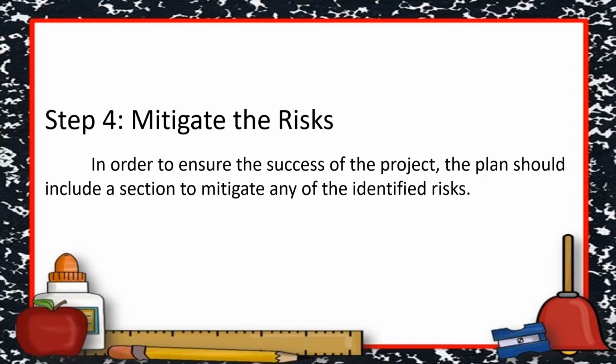Step 4. Mitigate the risk. In order to ensure the success of the project, the plan should include a section to mitigate any of the identified risks. For example, if the specialized subcontractor fails to complete their portion of the project, a replacement contractor should be identified to call. There should also be a section naming who has authority to approve issue resolution actions for any risk that comes up and is not specifically outlined.